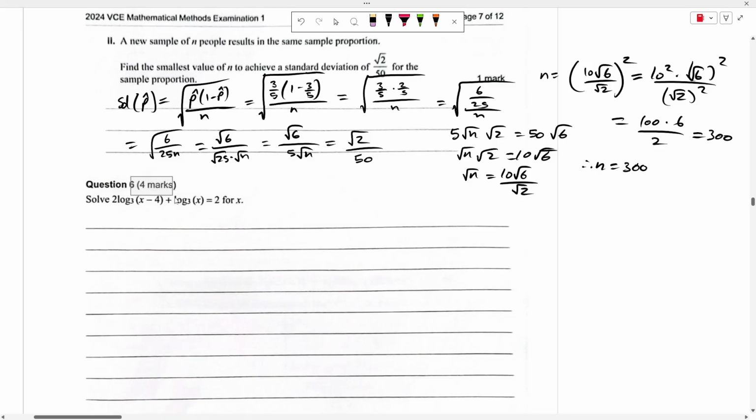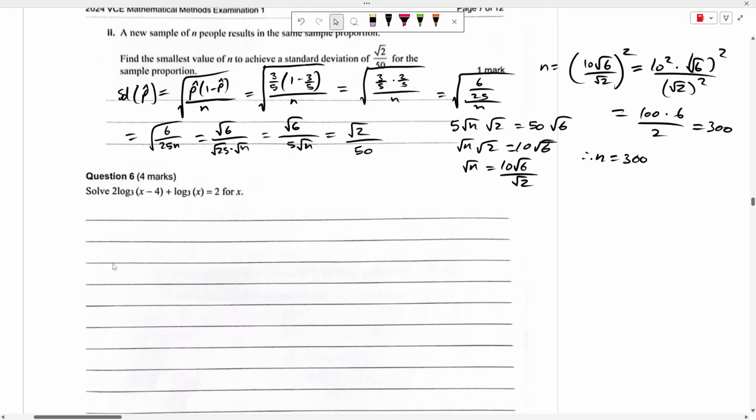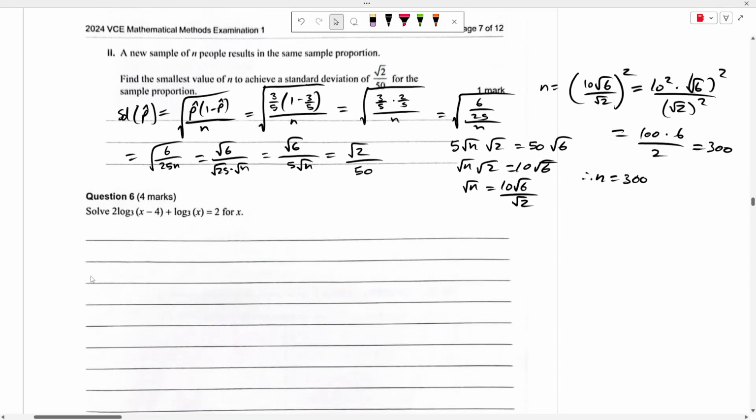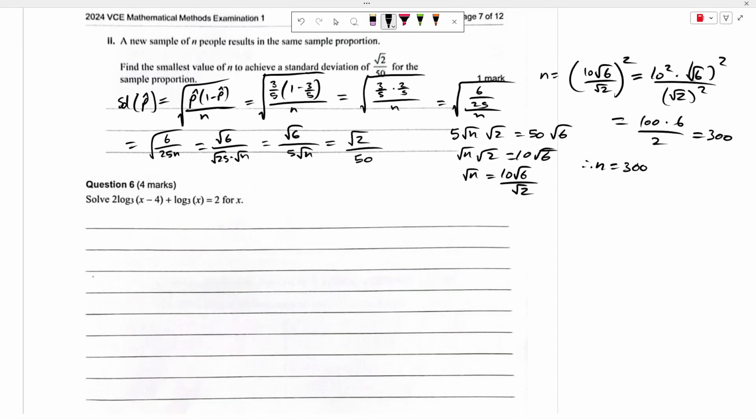Okay, on to the 4 marker. And this one is pretty tricky. I'm not sure why this is in an exam 1, because it seems like a bit of overkill. But anyway, let's start with this. The first thing we'll realize is that you can actually bring up this 2 and put it to the power. Right, so log base 3 of x minus 4 squared plus log base 3 of x is equal to 2.